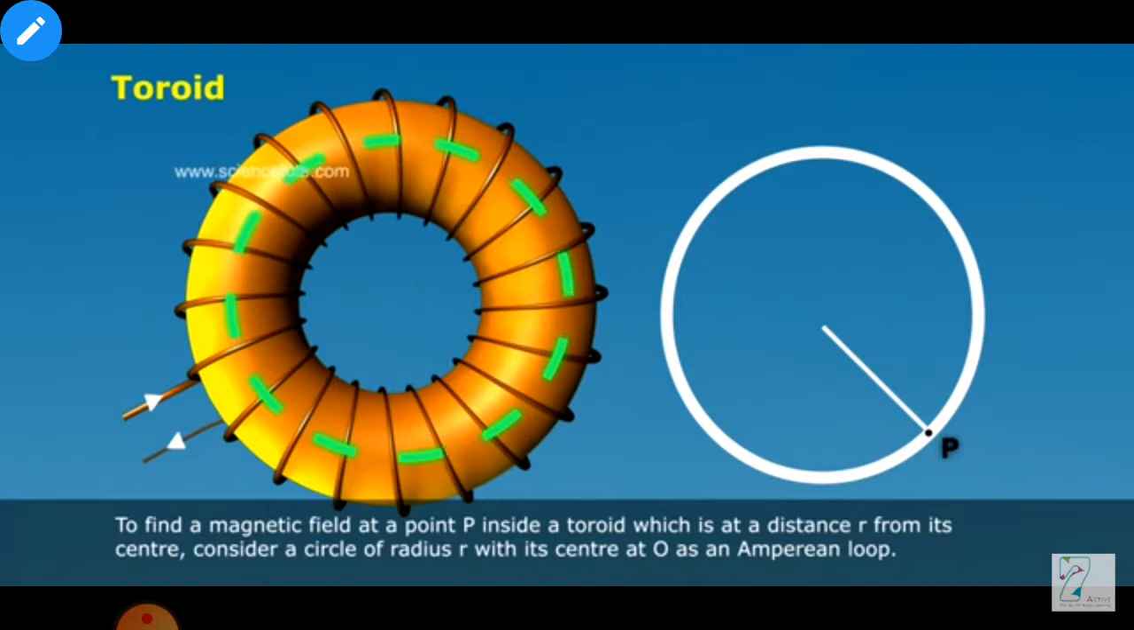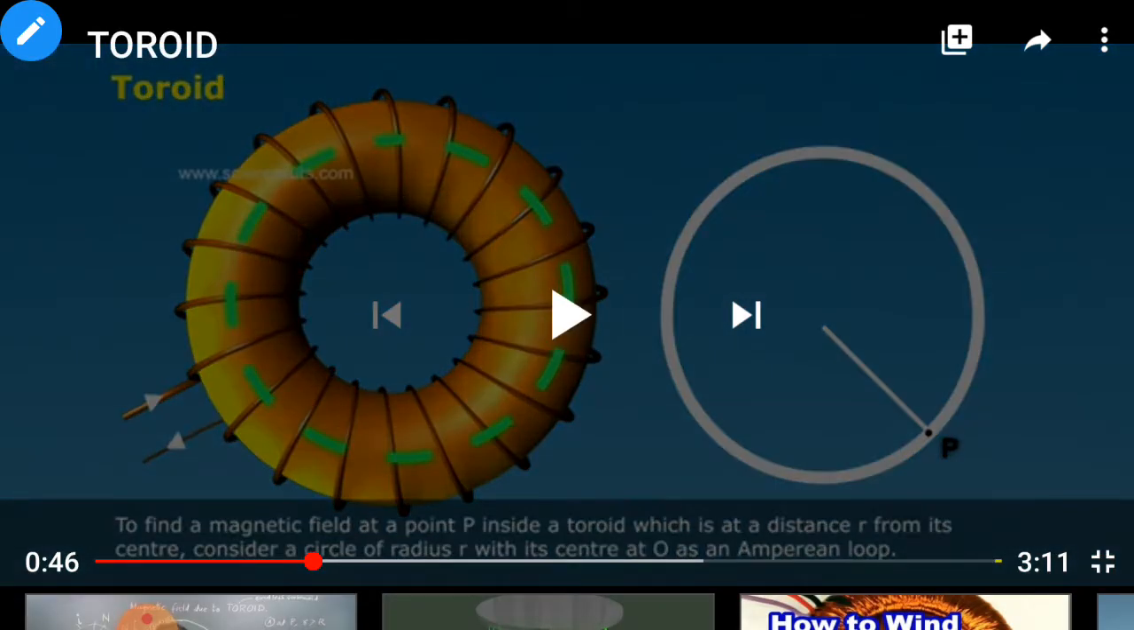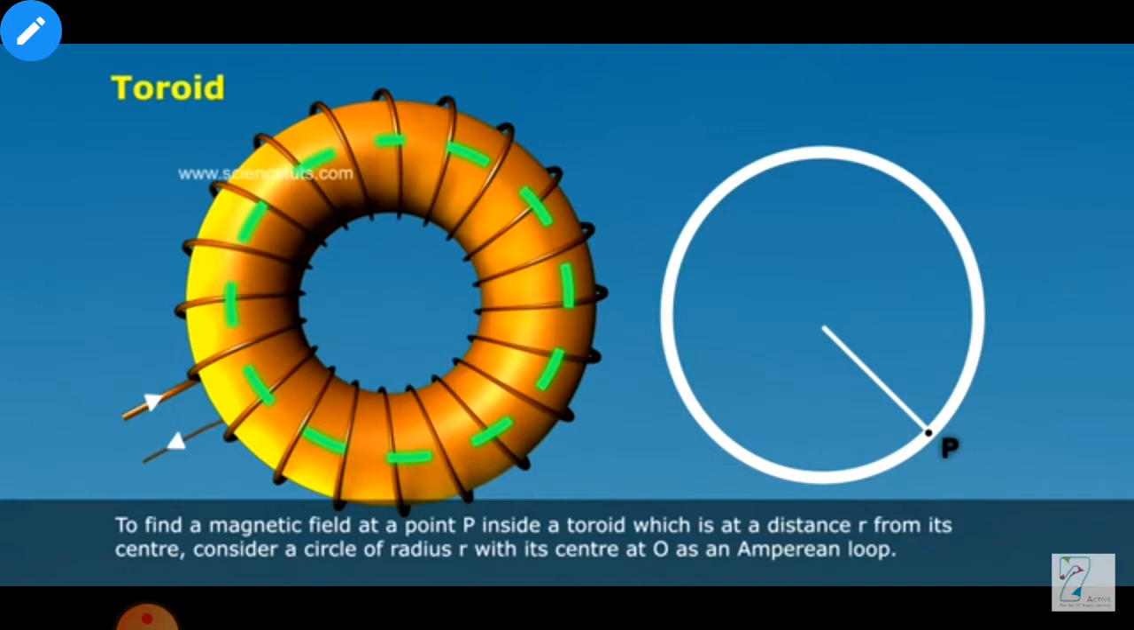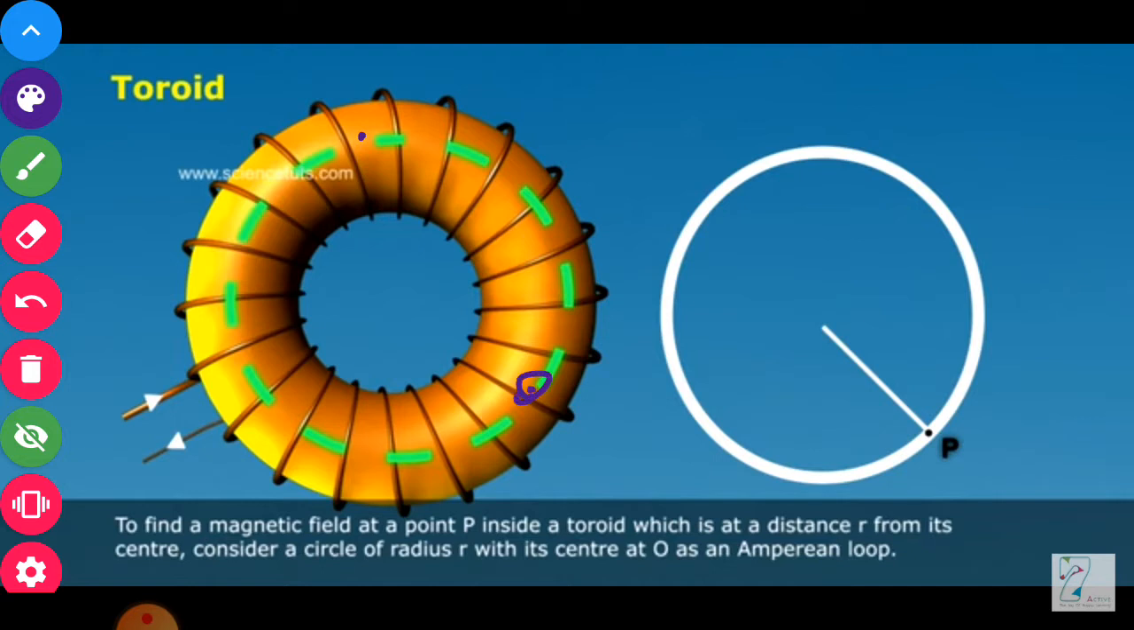Now to find a magnetic field at a point P inside a toroid which is at a distance r. So we have a point P which is inside the toroid. Okay, so point P is somewhere here inside the toroid. And it is at a distance small r from its center. So center is somewhere here. So distance of this point is r from the center.